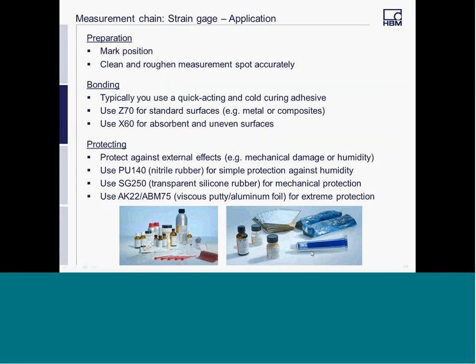That's for mechanical protection, or really AK22 ABM 75. That's a little bit like chewing gum, and metal foil, aluminium foil. That's really for extreme protection if it goes underwater or something like that. So different grades, different ways of protection.